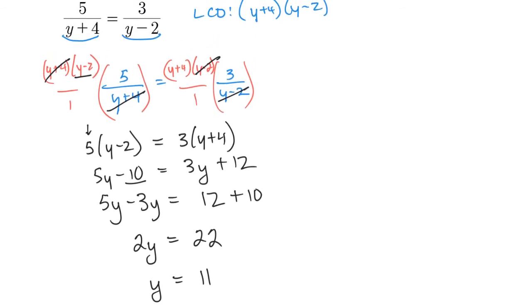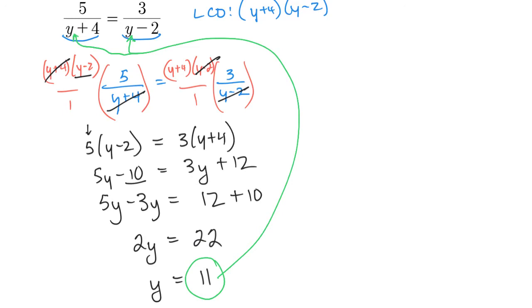Again, good idea to check that to make sure that if you take this number and plug it in either there or there, that you don't get a 0. And 11 plus 4 is 15. That's okay. Why don't we check this one? 5 over 11 plus 4. Is that equal to 3 over 11 minus 2?